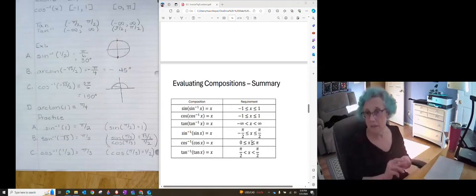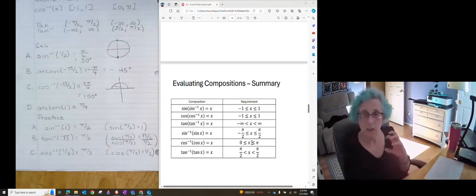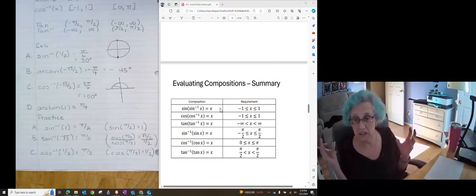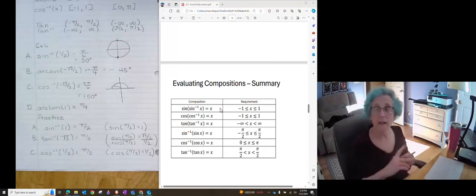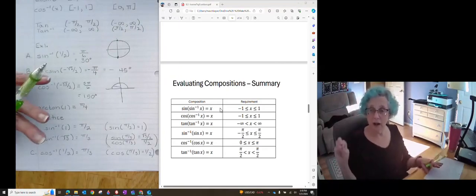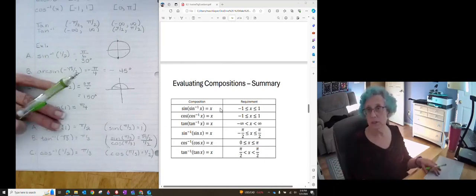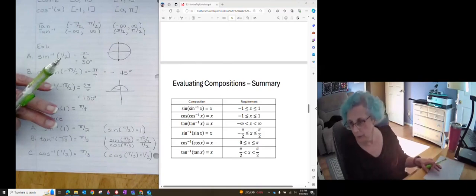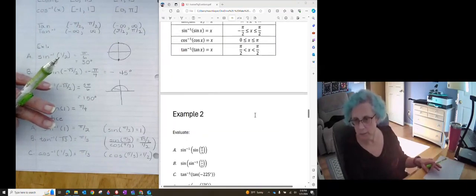Evaluating compositions. So here's just a little summary. If you take the sine of inverse sine and x is between -1 and 1, it's easy. These are all the easy conditions. If your x's are not within those restricted domains, then you have to work a little harder. Let's look at an example.